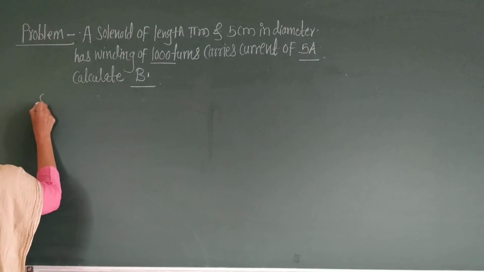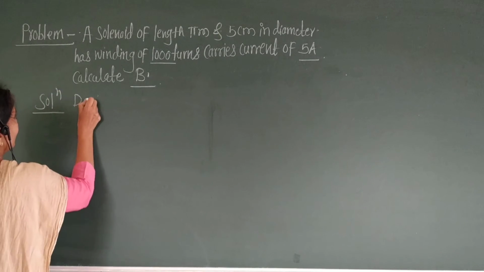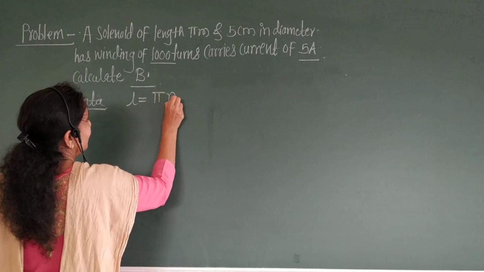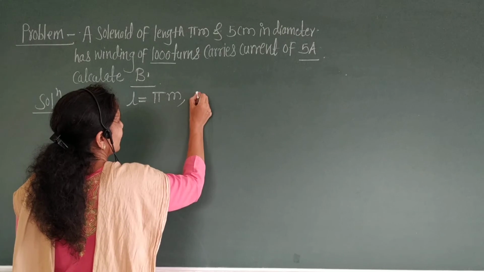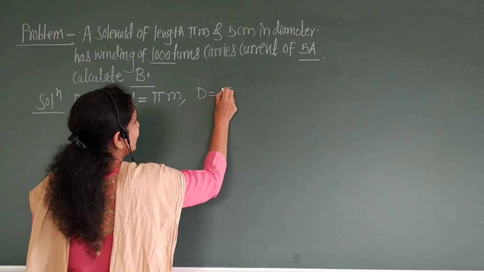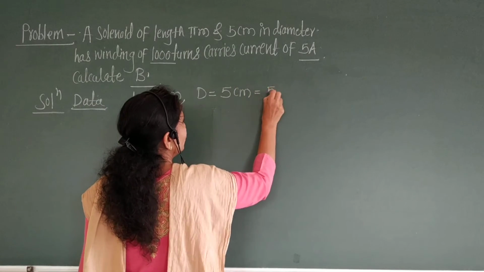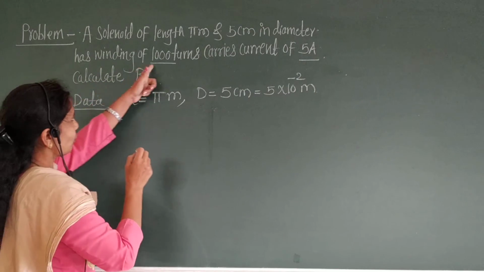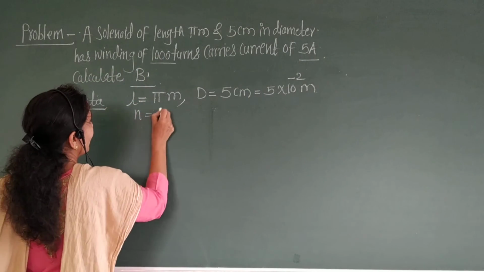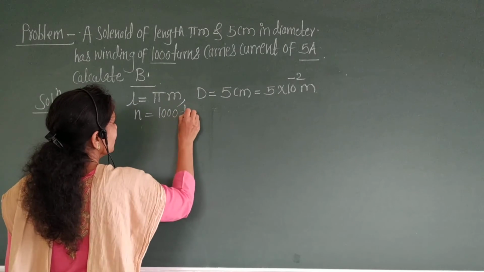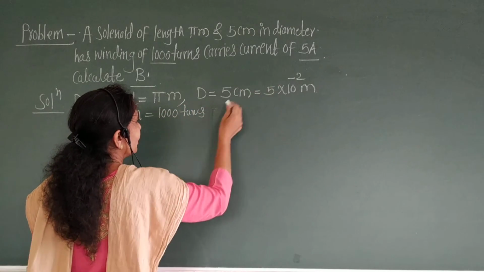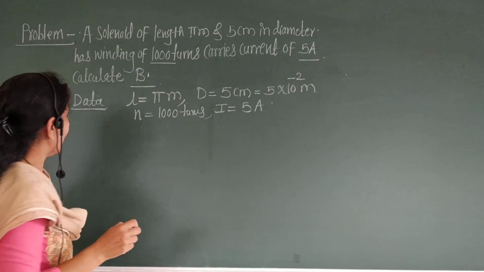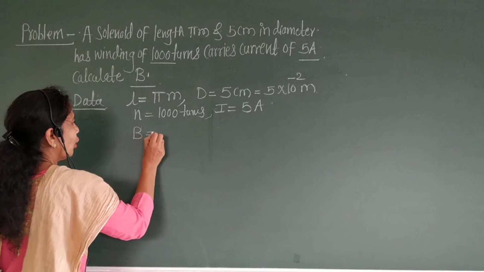We have the given data in the solution. Length L is equal to pi meter. The diameter of the solenoid is 5 centimeter. Convert it into meter: therefore, 5 into 10 raised to minus 2 meter. It has a winding of 1000 turns, therefore N is equal to 1000 turns. It carries a current of 5 ampere, therefore the current I is 5 ampere, and we have to find out the value of B.